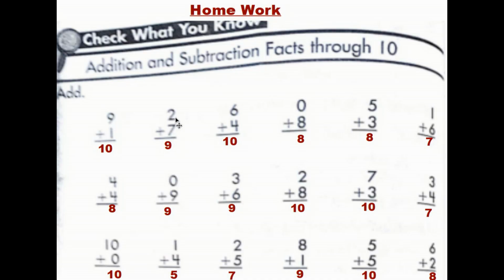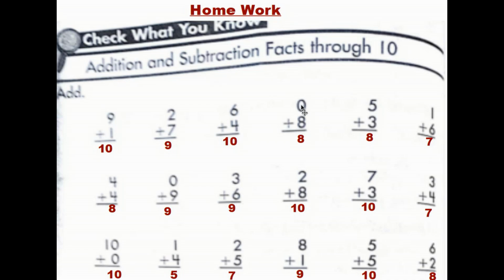Again here, 7 plus 2. To add 7 and 2, you hold 7 in your mind and take out 2 fingers and then count 7, 8, 9. So the result will be 9. Again, 6 plus 4: hold 6, take out your 4 fingers and then count 6, 7, 8, 9, 10. It will be 10.